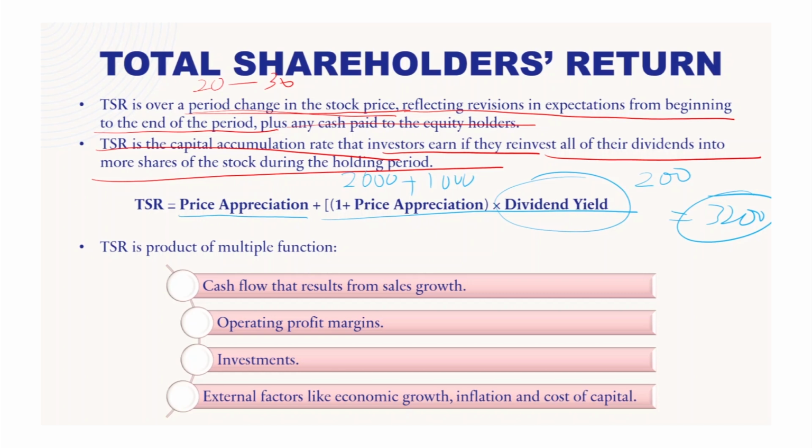Now, what are the different functions of the TSR? With this understanding about the concept, try to understand the multiple functions that are engaged under the TSR. The very first one is that TSR flows from cash flows that result from the sales growth. Why will the company be giving the profit or the dividend to the shareholders? Unless the share sales are increasing, the company will no longer be interested in announcing the dividend.